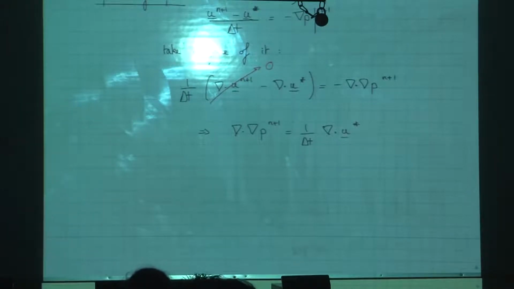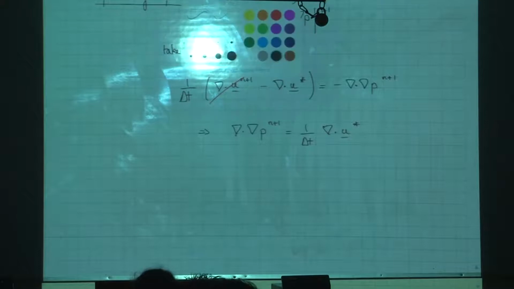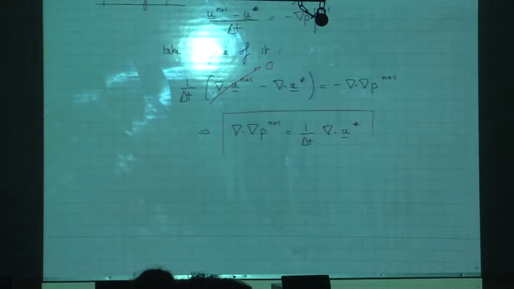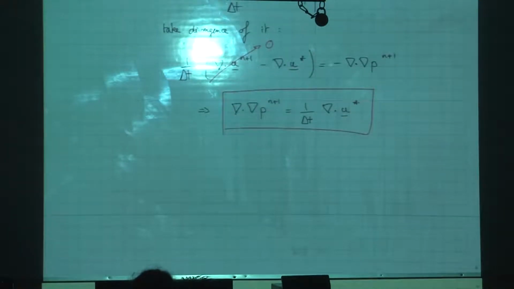Let me give the name. This is going to be a pressure Poisson equation. Poisson equation is a Laplace equation with non-zero right-hand side. Laplace is the zero right-hand side version of that.